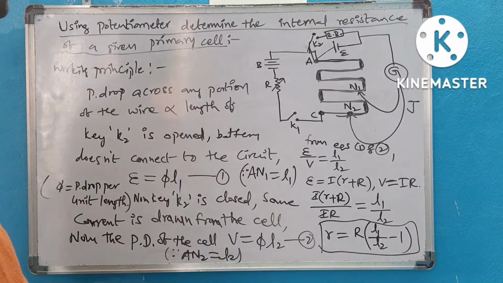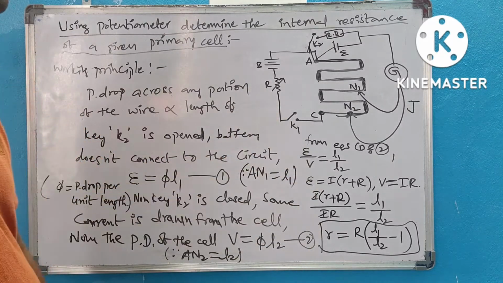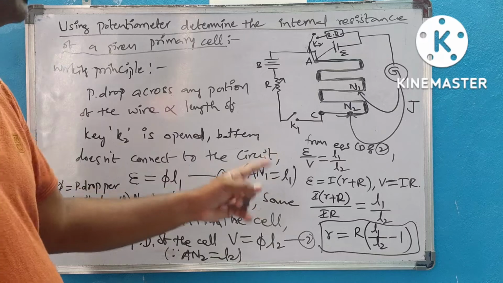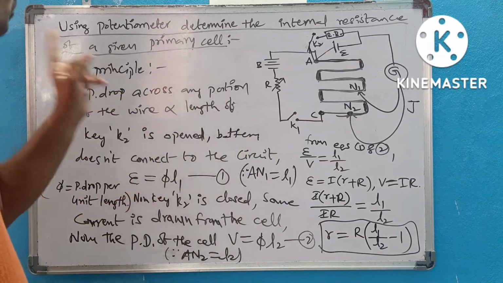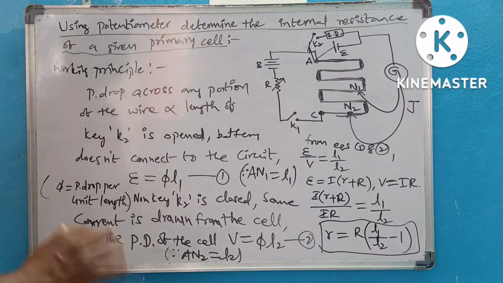So this is the method of calculating the internal resistance of the given primary cell using the potentiometer. Is it clear, everybody?